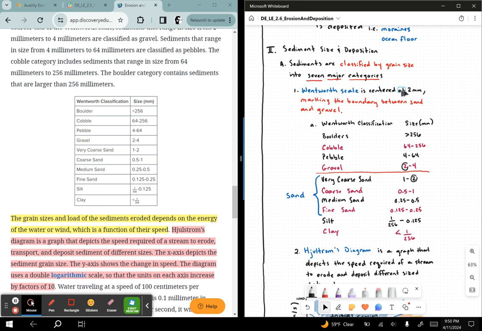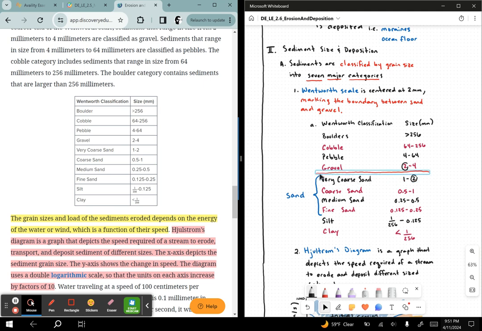It is centered at 2 millimeters, marking the boundary between sand and gravel. So here's the top, uppermost part of the scale. Here's the lowermost part of the scale. If we go somewhere around the middle, it says that it is centered at the 2 millimeter mark. See the number 2 there? And the number 2 there. So you could draw a little line if you wanted to. And we did that over here in your notes. We drew a line between gravel and sand just to show that this scale is centered at the 2 millimeter mark.